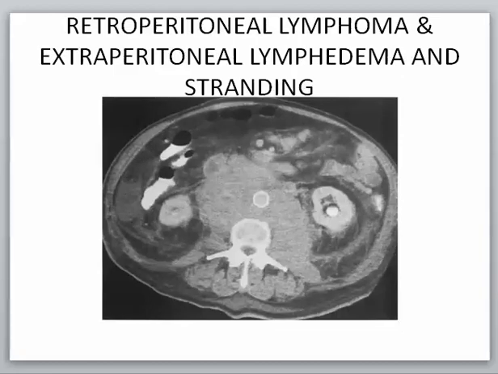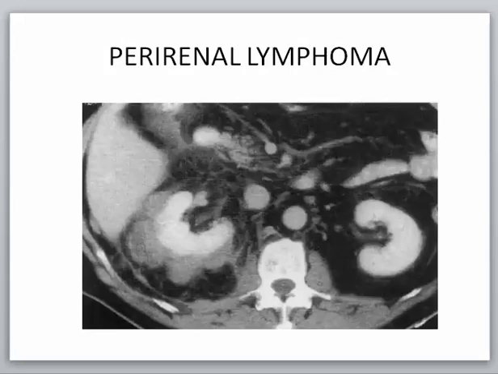Now this one is a case of definitely retroperitoneal lymphoma engulfing the aorta and IVC with extraperitoneal surrounding lymphedema and stranding. These are the stranding in the extraperitoneum, Gerota fascia and the extraperitoneal space, but this is the retroperitoneal lymphoma, large, and as we said, it is encasing vessels. These are typical perirenal lymphoma deposits.